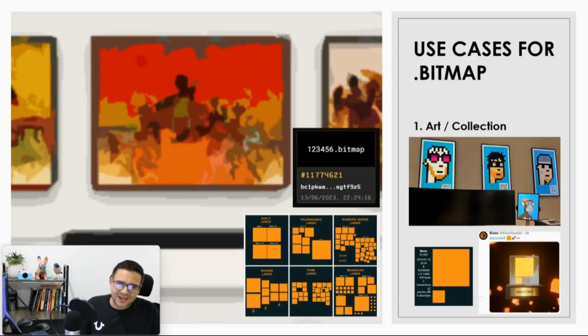So the first use case that I'm going to cover is, can the bitmap itself be considered a piece of art, either through it being an inscription or simply by the illustrative representation of the bitmap itself?